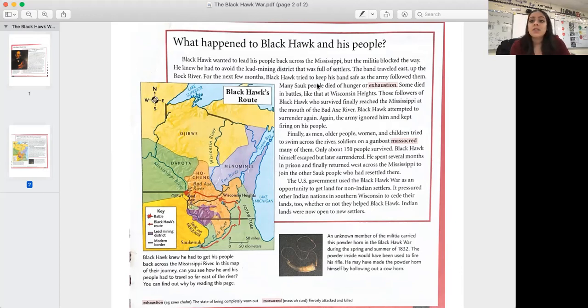Interesting. So your activity is going to be to explain the cause and effect relationship between the Treaty of 1804 and the Black Hawk War. And then I'd love to know your thoughts on what happened to Black Hawk and his people. Do you think that what happened was fair? What were your thoughts as we read this second page?